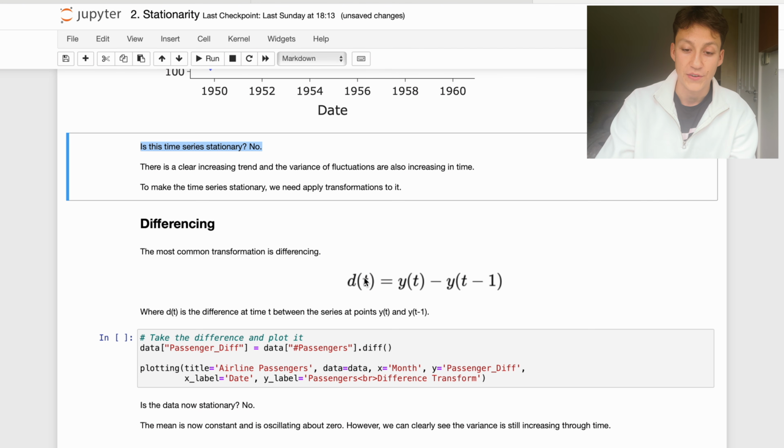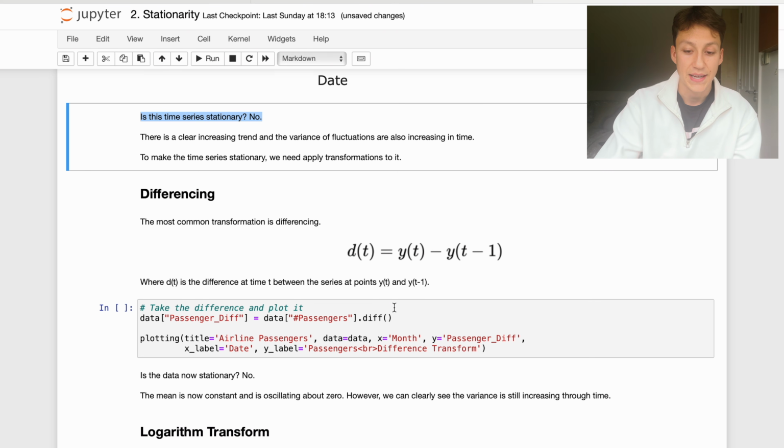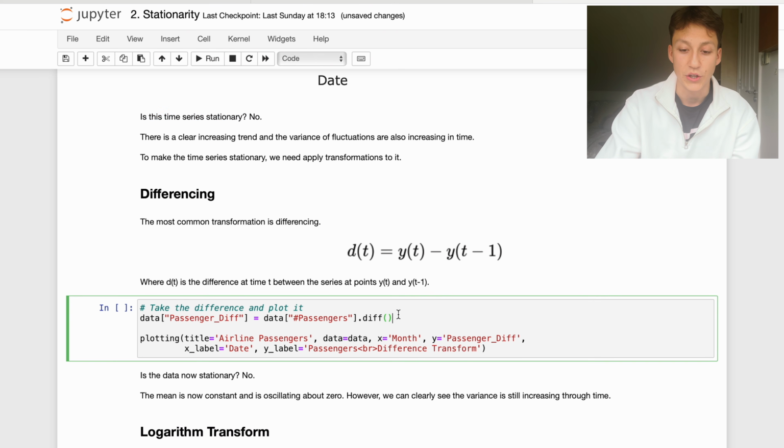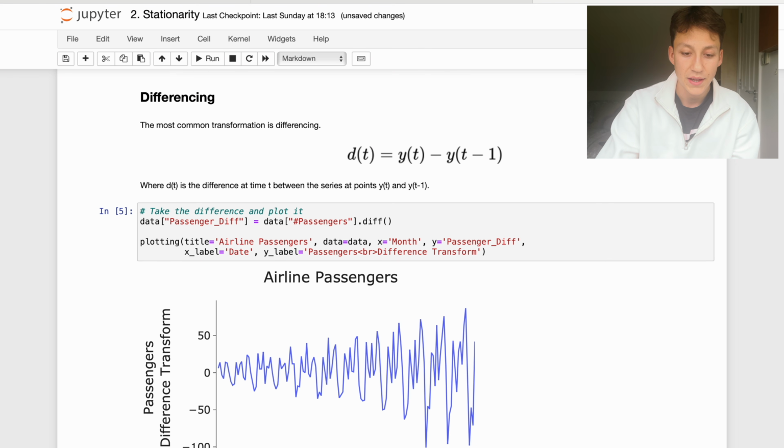As an example, if you look here, we have d_t, which is the difference of the data point at time t, which is the time series y_t, minus the time series at the timestamp before. And that's all differencing is. It's just taking the difference of the time series at adjacent points in time, and then plotting that resultant series. The way we do this in pandas is very easy. We use the .diff method, which we apply to our original series, in this case data['#Passengers'], and we get this resultant series, which I'm going to call passenger_diff. And we simply plot that time series, and it looks like this.